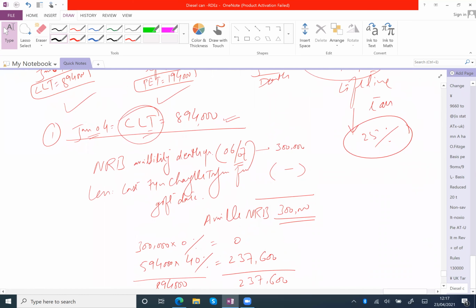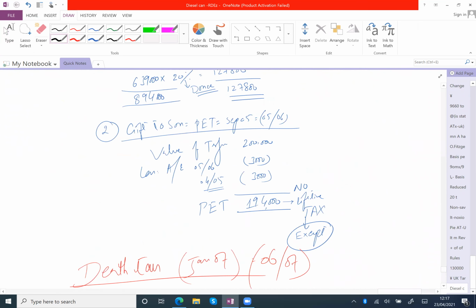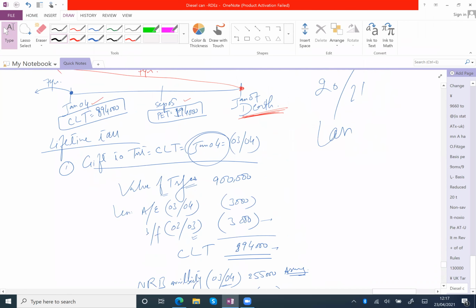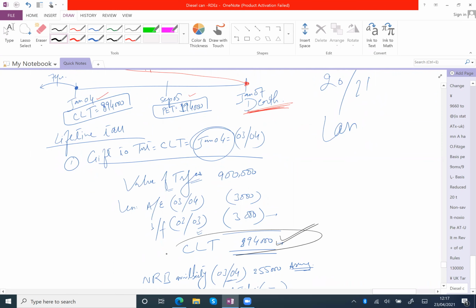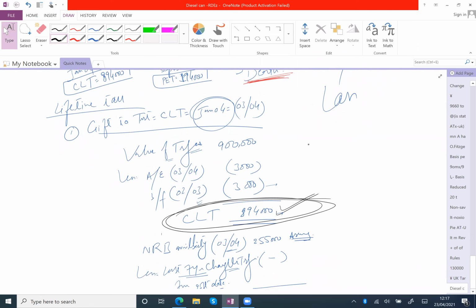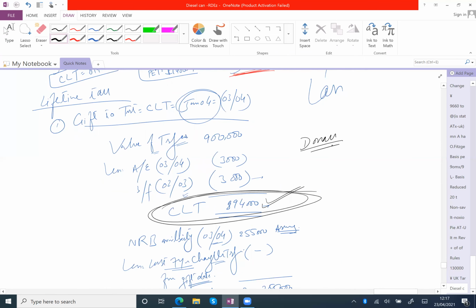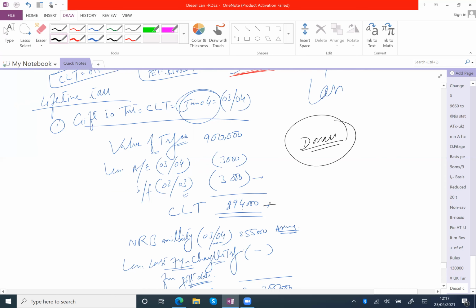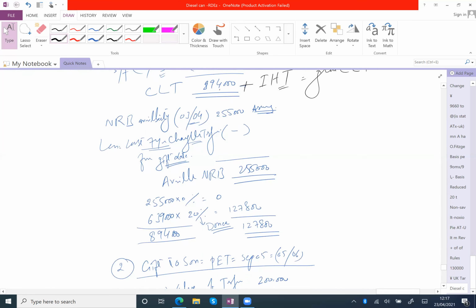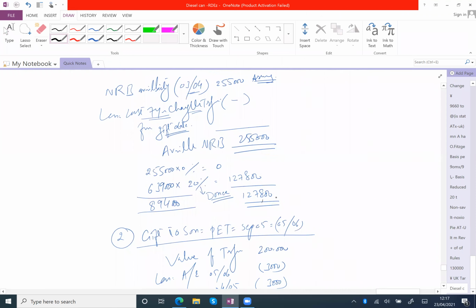Normally you are writing the value of CLT on the timeline, the 894,000 value of CLT. But if the examiner mentions the donor is paying the lifetime tax, then this 894,000 value of CLT you will not mention on the timeline. The gross value of CLT you mention on the timeline if the donor pays the lifetime tax. Gross means you have to add the IHT in this 894,000 CLT value and make it a gross CLT. Gross means in which the IHT tax is included. So how to calculate gross CLT? Same question. The tax already is 127,800 in this question.